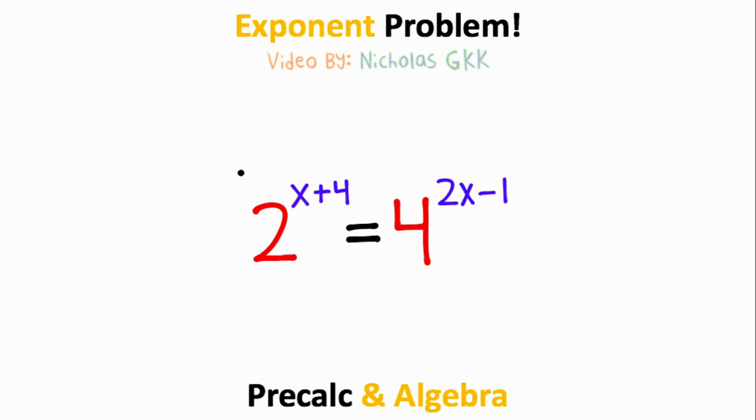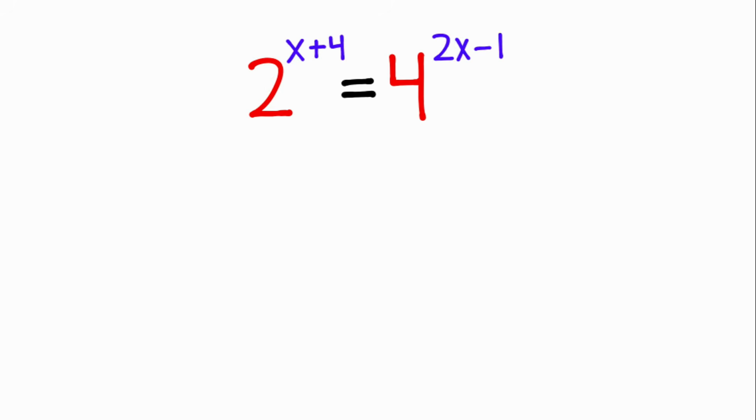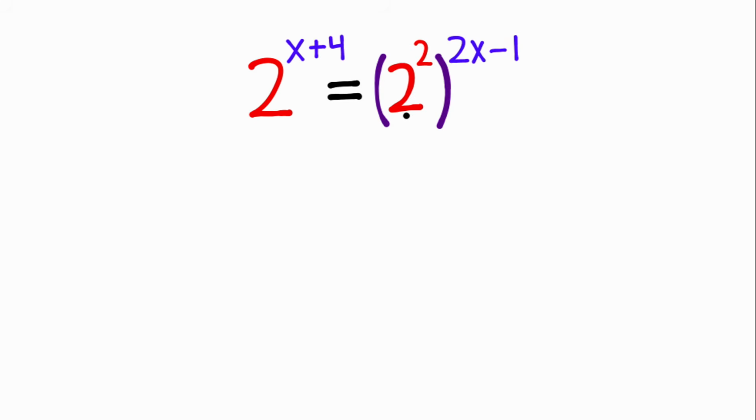We have 2 to the power of x plus 4 is equal to 4 to the power of 2x minus 1. Solve for x. So what I'm first going to do is try to get the two bases to be the same. Now I recognize that 4 is the same thing as 2 squared, because 2 squared is 2 times 2, which is 4. Now by the laws of exponents, I can take this number right here and distribute it into the 2x minus 1.